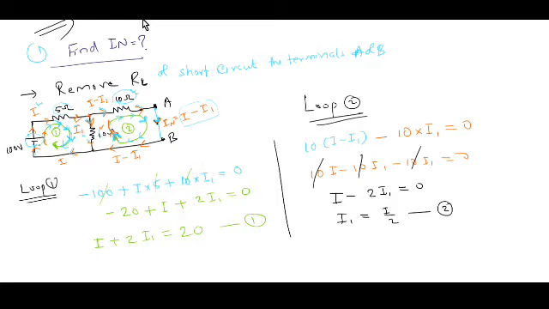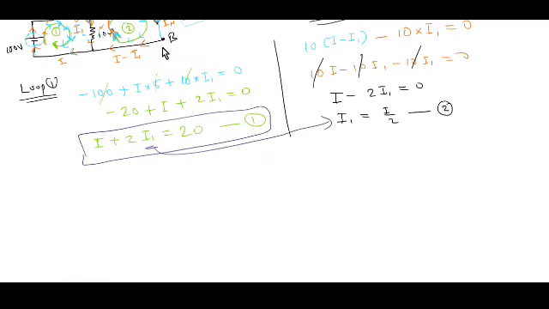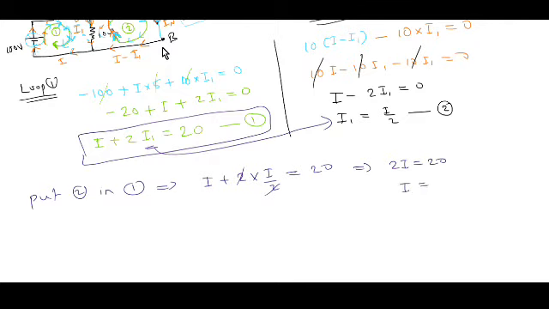Actually, to solve equation number 1, we should know the value of I1. That is clear from expression 2. Put 2 in 1, that is I plus 2 into I by 2 is equal to 20. This 2 and 2 get cancelled. Therefore, 2I is equal to 20. I is equal to 10 ampere.